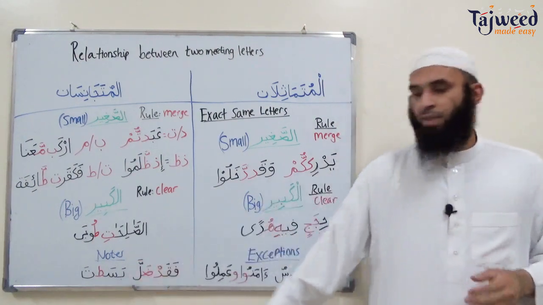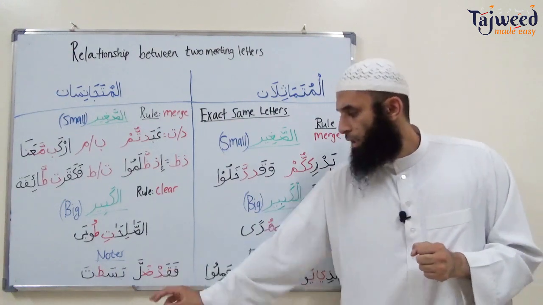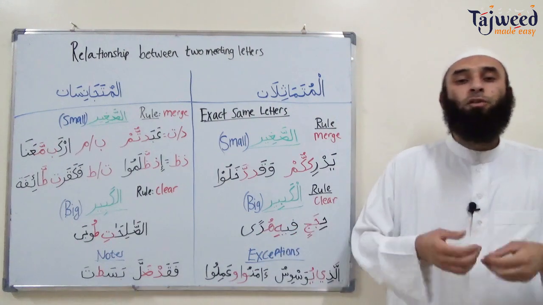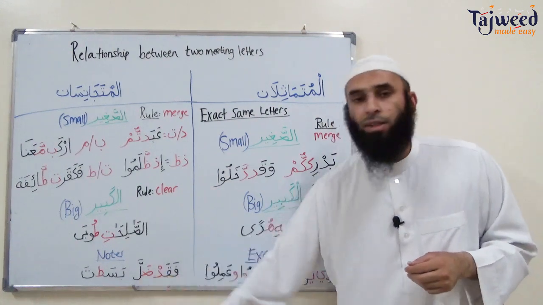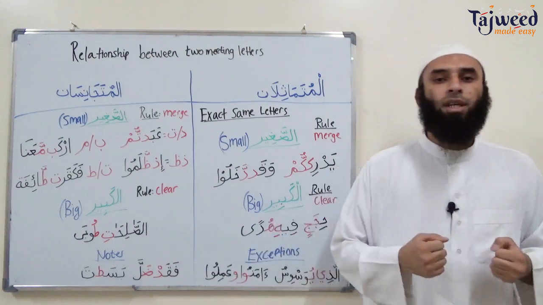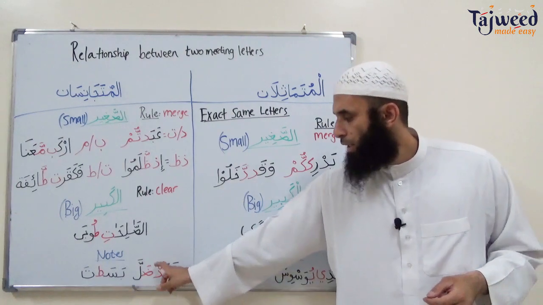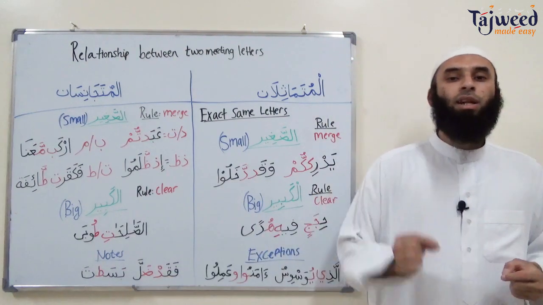Important note here. Some words people merge when they shouldn't. For example, فَقَدْ ضَلَّ. The makhraj of dal is different from dad. Dad is from the edge of the tongue, and dal is from the tip of the tongue. So in this situation, we don't merge the dal onto the dad.